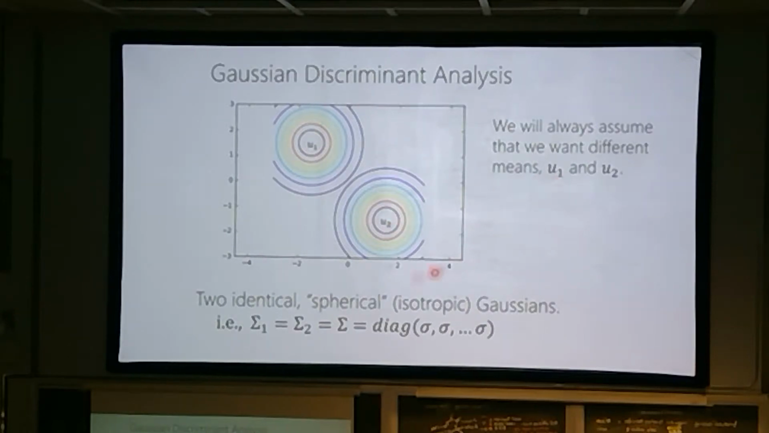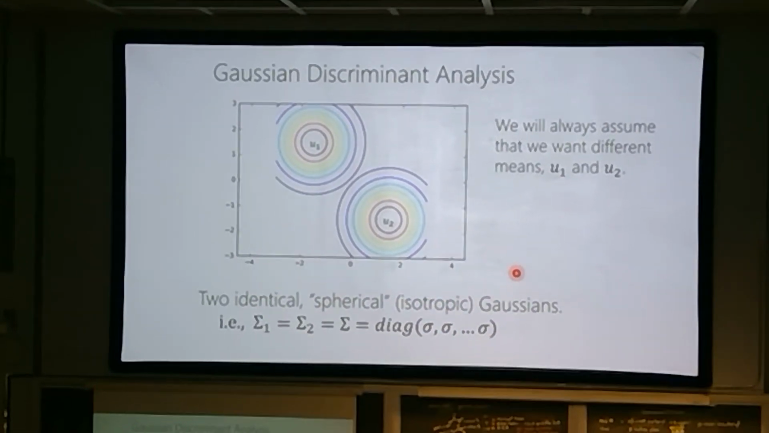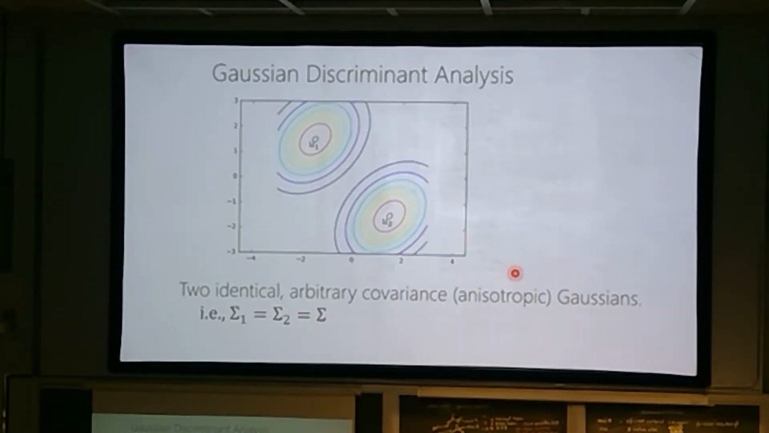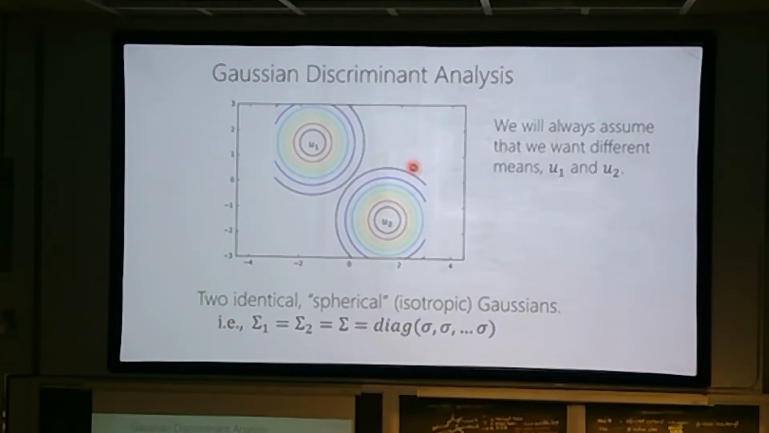Given that, maybe we have two identical spherical Gaussians, and I'm just introducing some terms here so you learn them. Spherical means that it looks like this: the variance is only on the diagonal, and it's always the same. Sometimes we call that an isotropic Gaussian. I think you saw this in the first half of the class. That means these things look like circles. Those Gaussians, these are the level sets. So if it's spherical or isotropic, they look like these round things.